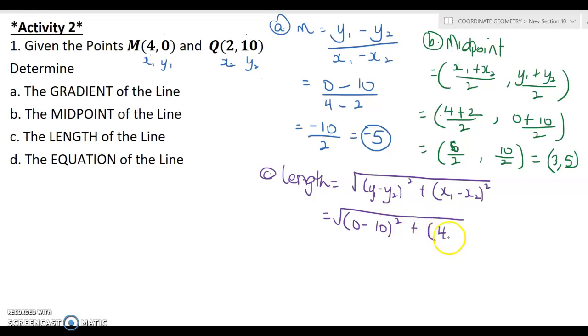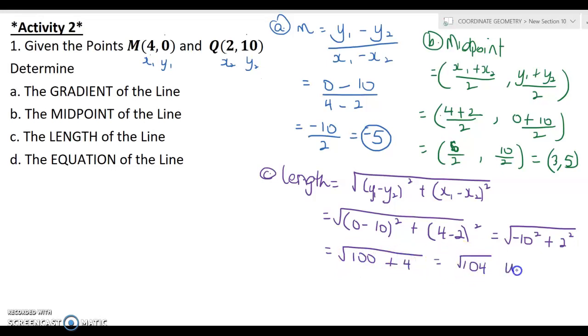0 take away 10 is minus 10. So minus 10 squared plus 4 take away 2, that's 2 squared. So here we're going to get, remember, minus 10 multiplied by minus 10, which is positive 100, plus 2 by 2, 4. So your answer will be the square root of 104, and just put units, right? And that's it so far. So far we found A, B, and C. And now we're going to do part D.